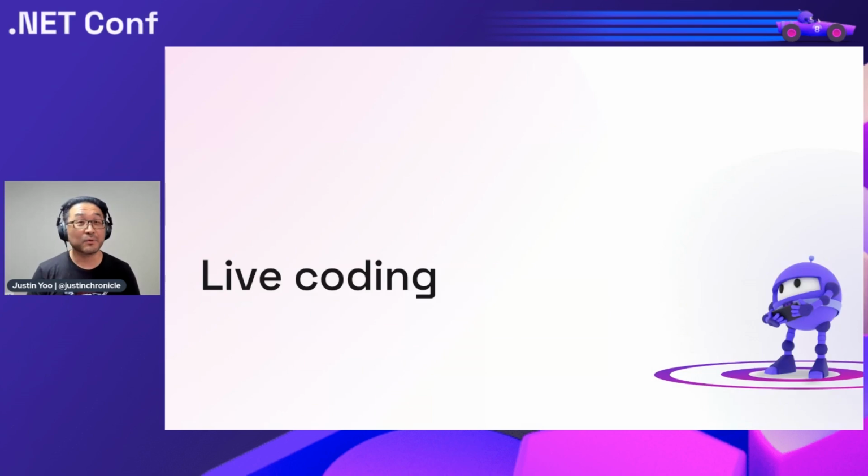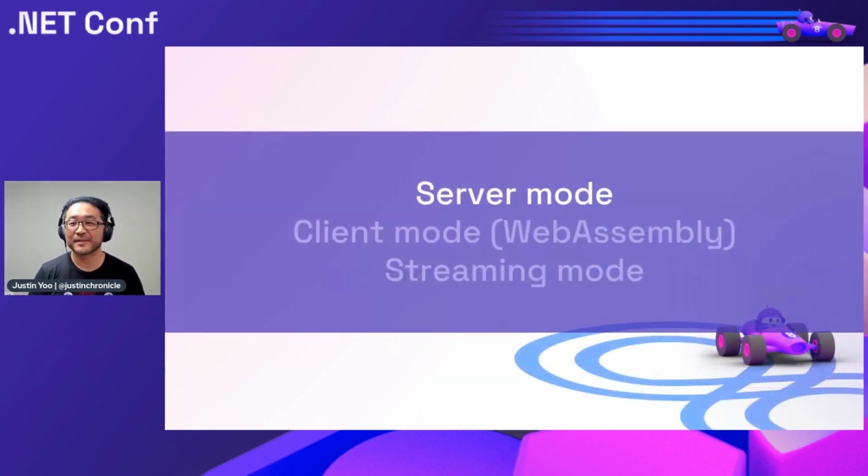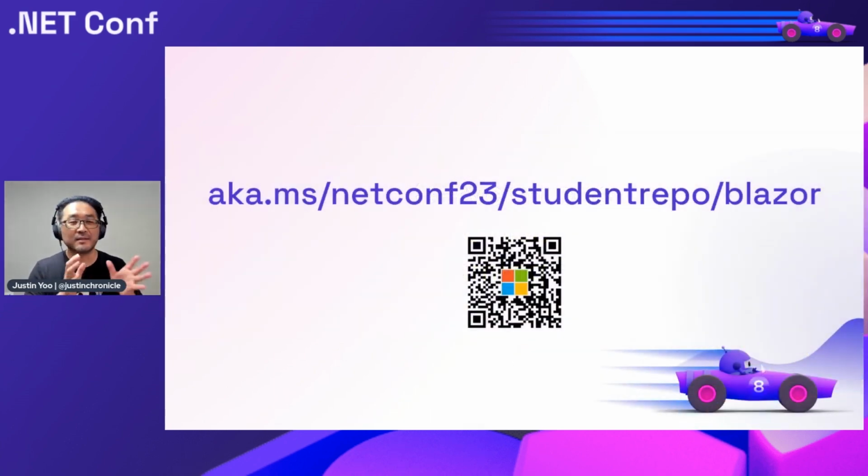Right, I have talked too much. Let's build this application. I'm going to use the Blazor server mode because it's the default option, but the basic idea is the same for the other modes as well, like client mode or streaming mode. So you can choose either option. And this is the sample code repository. You can start from here, which is aka.ms/netconf23/student-repo/Blazor, or take this QR code.